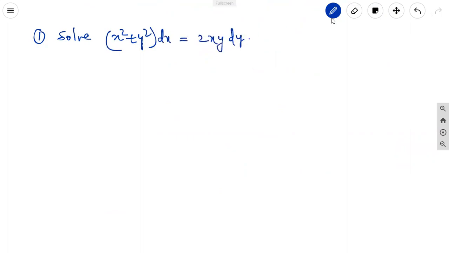Here the problem is: solve x square plus y square into dx equal to 2xy dy. Observing the equation, I can say that it is a homogeneous differential equation. How? You observe x has degree 2, y has degree 2. In the term 2xy, x is 1 and y is 1, 1 plus 1 is 2. In the given equation, each and every term has the same degree of the variables.